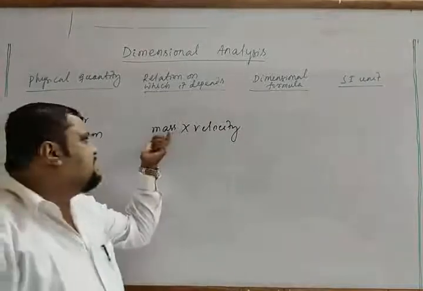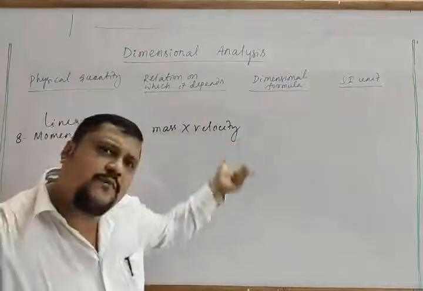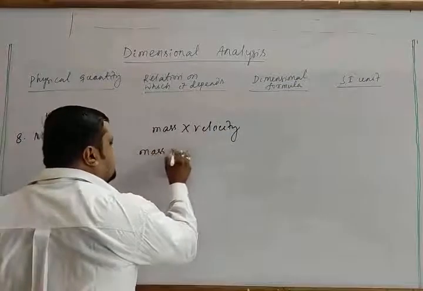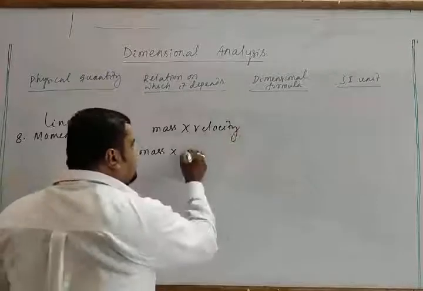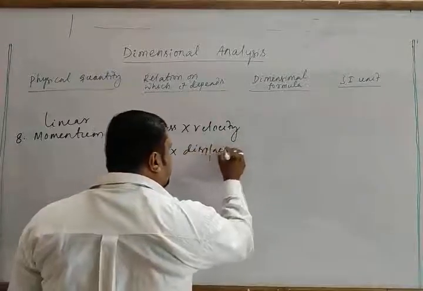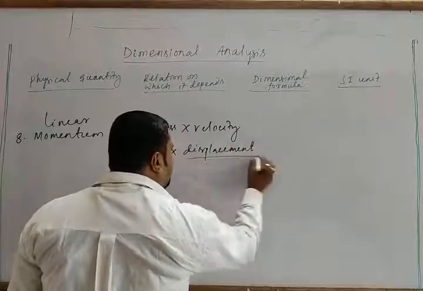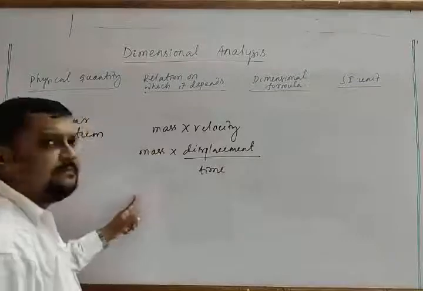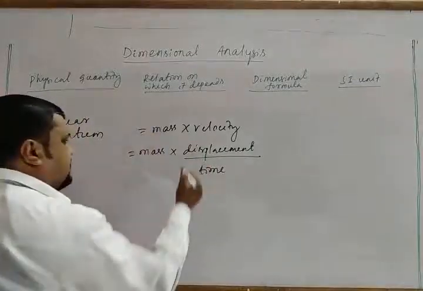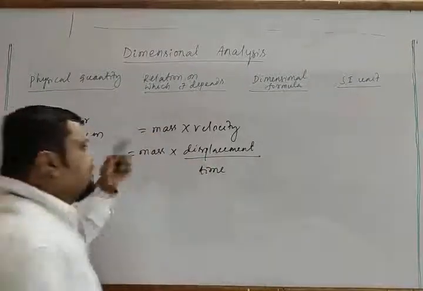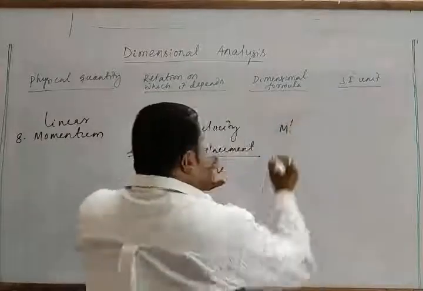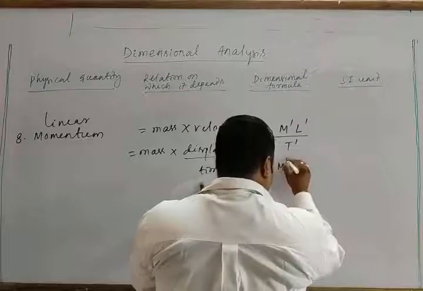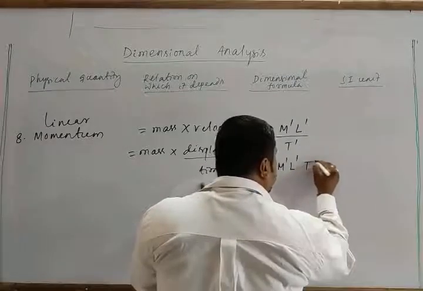As you know the dimension of mass and velocity. If you don't know the velocity, then go for the simplified formula. I will write mass, and make the velocity into fundamental quantities, that is displacement by time. Now all are fundamental: mass into displacement by time. So that is the linear momentum. Mass means m1, displacement L1, time means t1. So if you write like this, m1 L1 t minus 1.